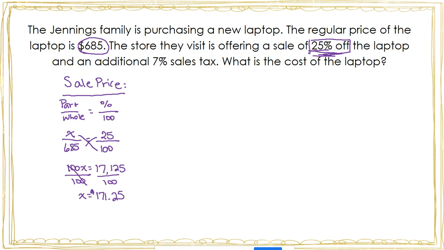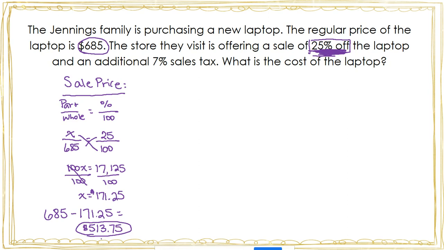Now, $171.25 represents the 25% off of the laptop, but that does not tell me the sale price. This tells me how much is being taken away from the price of the laptop. So to figure out the sale price, I'm going to take the original price, which was $685, and subtract the 25%, which is $171.25. So when I subtract $685 minus $171.25, I get $513.75. So now I know that this is the sale price of the laptop.